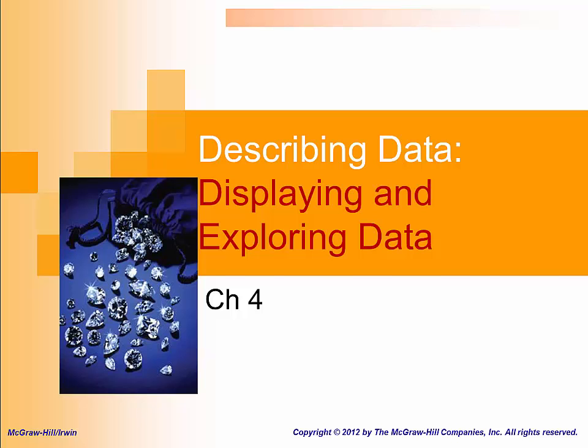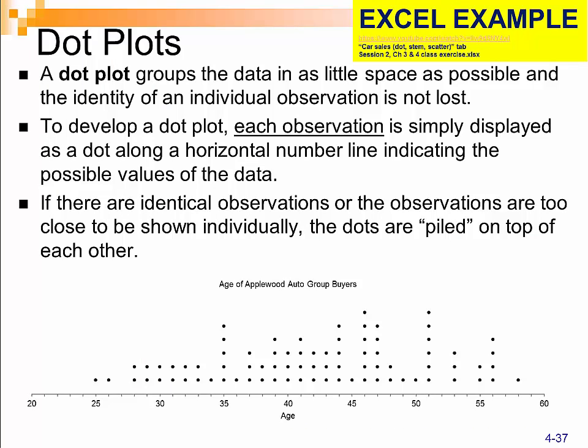So we're going to start off with a dot plot in this chapter. The dot plot groups the data together in as little space as possible while still keeping the identity of each individual observation. In other words, we have this list of observations here. Each of these dots indicates one observation. For this example, it's the age of the Applewood Auto Group buyers. All we've done is take each age and put them on a more or less a number line of ages ranging from 20 to 60.